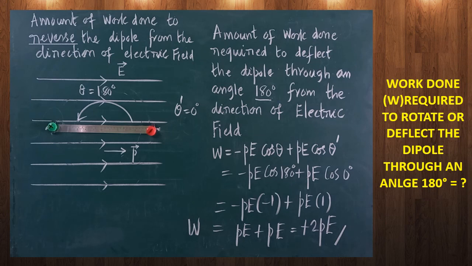So I have taught two things. One is the electrostatic potential energy stored in the various positions of the electric dipole when it is kept in an electric field. Are you clear? And one more thing is also taught: the amount of work done when the dipole is rotated through an angle of 90 degree, and when the dipole is rotated through an angle of 180 degree. All these things are very important from the exam point of view. Be thorough with this. If appropriate questions are asked, the appropriate answer must be written. For that purpose alone, this video is being prepared.